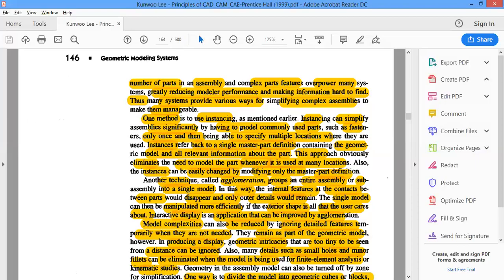Okay, so one way is to use instancing. As already discussed, instancing is to simplify the modeling of the parts that are commonly used. That is, fasteners, nuts and bolts, which are usually standard shapes. I mean standard dimensions like an M10 or M8 nut, right? So like that, and screws also have standard pitches and all, right? So all those can be used as an instancing. Nothing but, to say in common terms that we have come across, it's like a template.